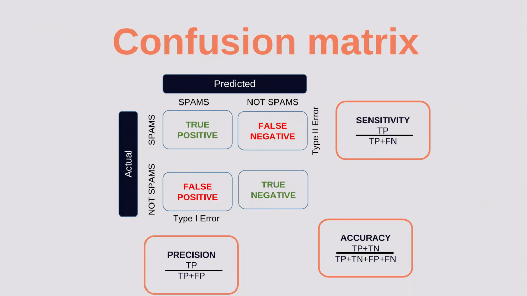The next metric is known as sensitivity, which is also called recall. This is the number of true positives divided by the sum of true positives plus false negatives. Sensitivity or recall tells you how many actual spam emails were correctly identified by the model. High sensitivity means fewer spam emails are slipping through the cracks.